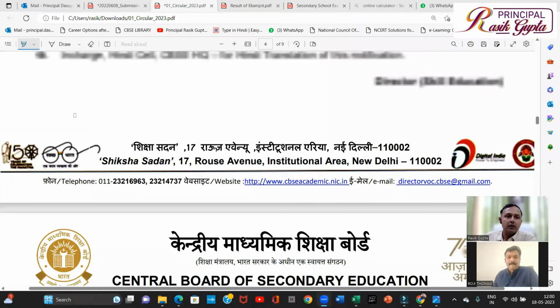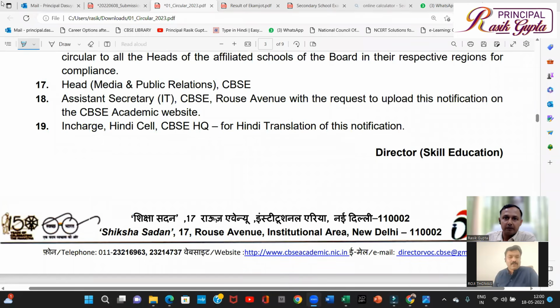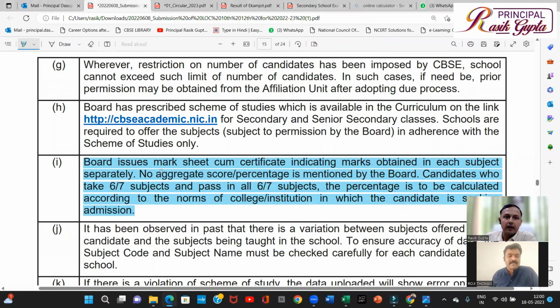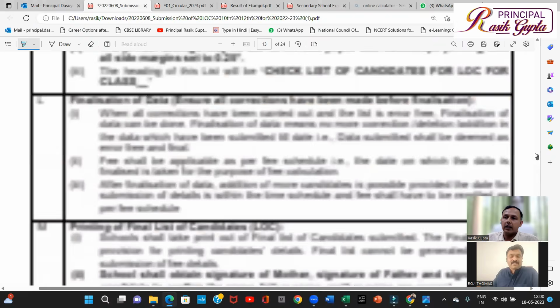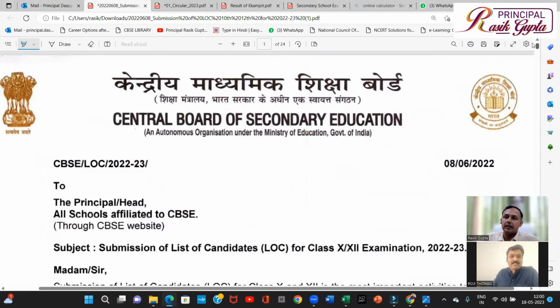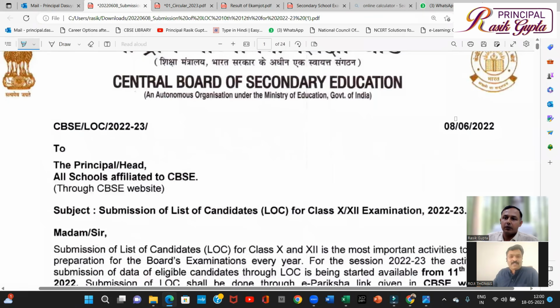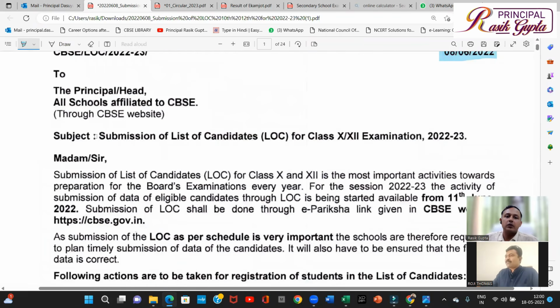So I'm going to share my screen and we will come to the circular issued regarding registration of 9th and 11th. This is the circular. Can you please show the circular number? Yes, I'm going to show that. This circular was issued on 8th of June. It is related to submission of LOC.